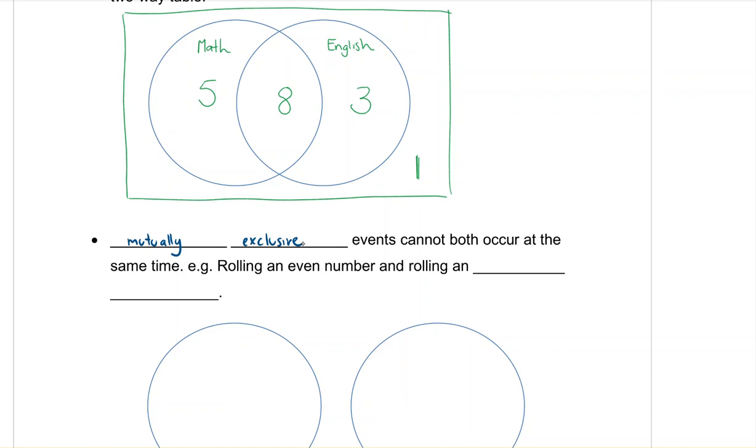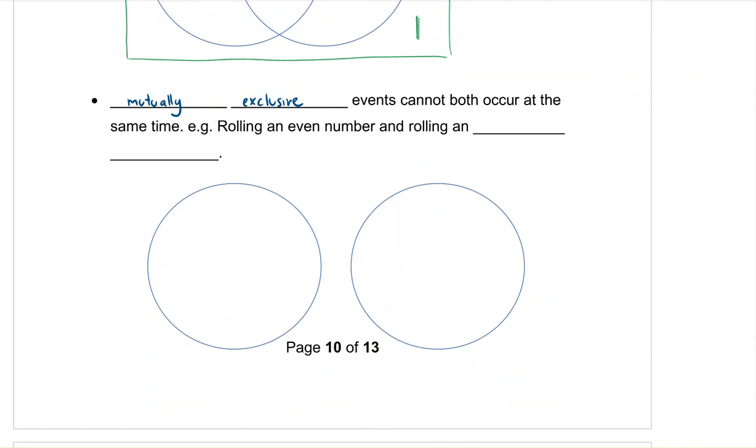Mutually exclusive events cannot both occur at the same time. So in that first Venn diagram I just drew, I did have people who liked math and English. It was possible to be both, right? But mutually exclusive is a situation where you cannot be both. And for that to happen, a Venn diagram looks like this here. The 2 circles are now no longer overlapping. There's no common section to them.